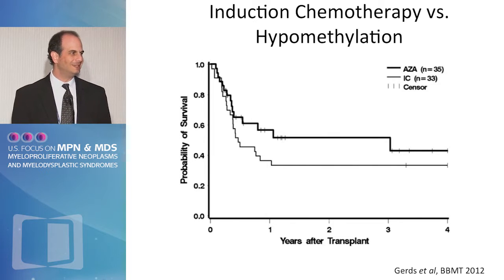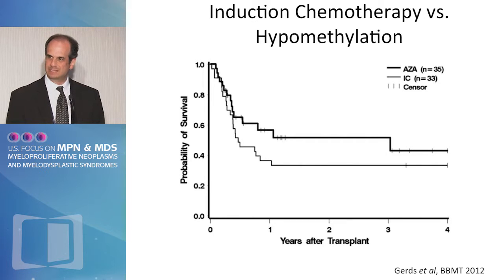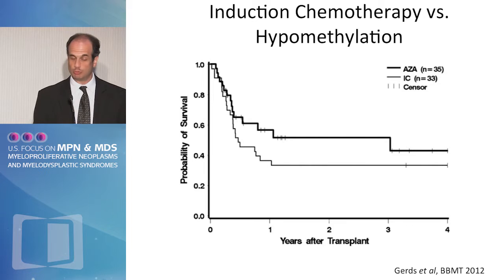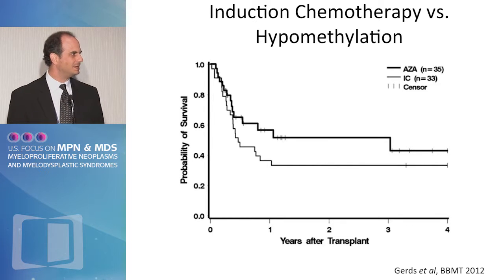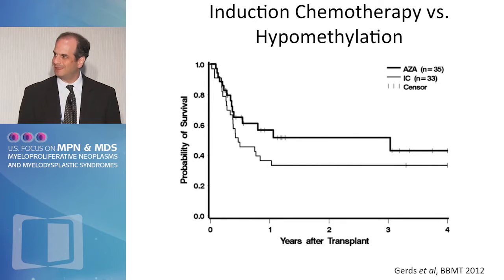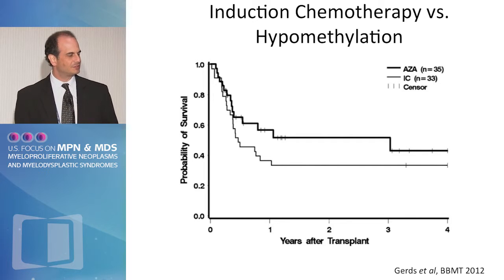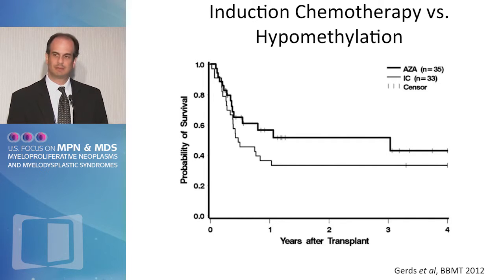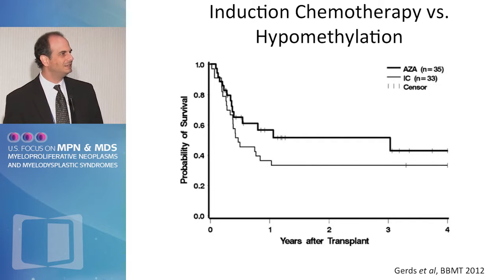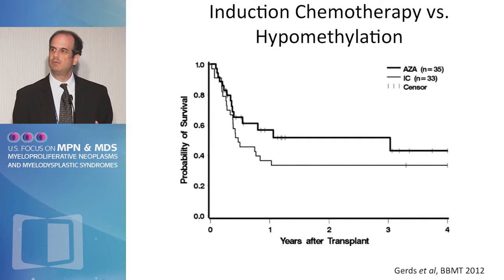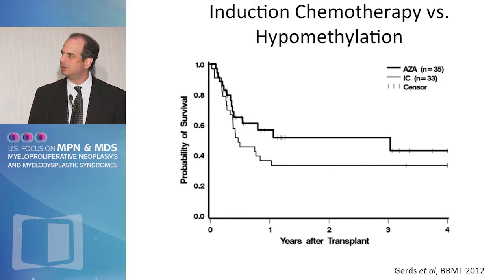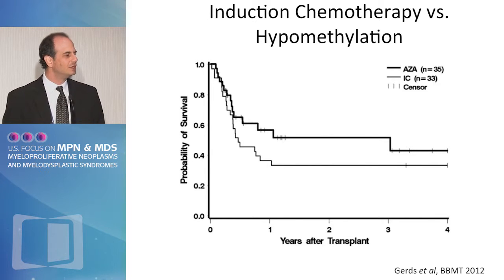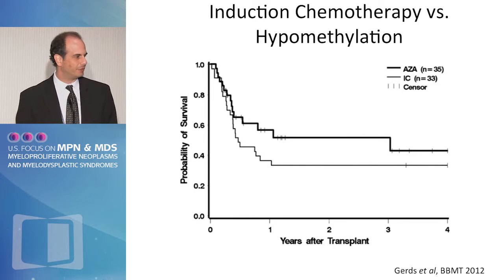The groups were actually imbalanced when one looks at the baseline characteristics here, with a much larger proportion of patients in the induction group having more advanced MDS, so inherent bias right there. This curve looks like there might be some favoring of azacitidine over chemotherapy, but in fact, when one does proper multivariable modeling to control for differences in the baseline characteristics, one sees that there were really no differences in outcome comparing azacitidine to chemotherapy.